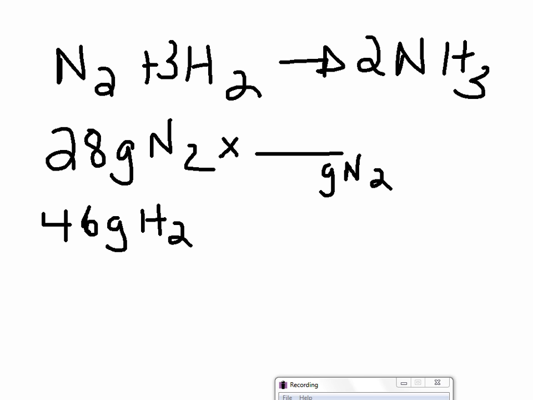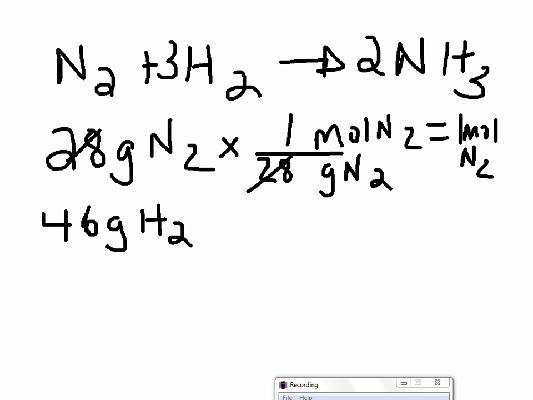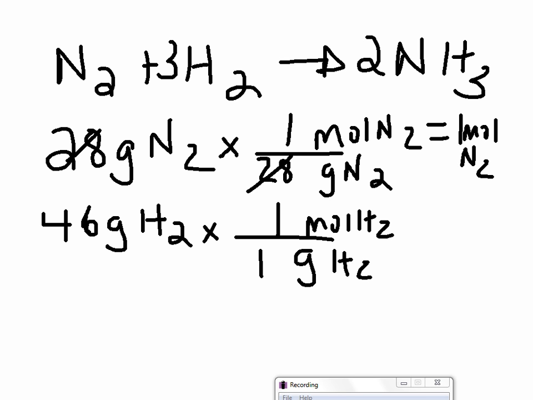So grams of N2 go on the bottom, moles of N2 go on the top. The molar mass of N2 gas is approximately 28 grams. That cancels out. I've got 1 mole of N2. Multiply together. Let's do hydrogen. Grams of H2, moles of H2. 1 mole is approximately 1 gram. 46 divided by 1, I've got 46 moles of H2.